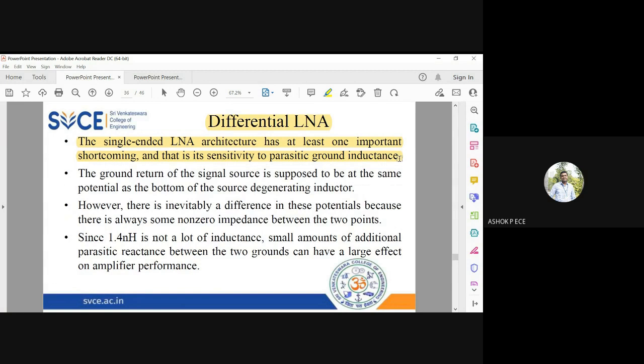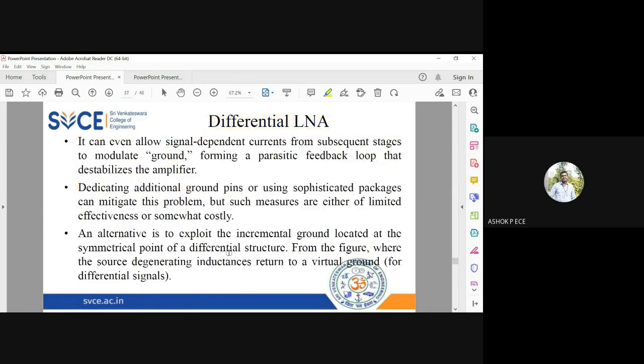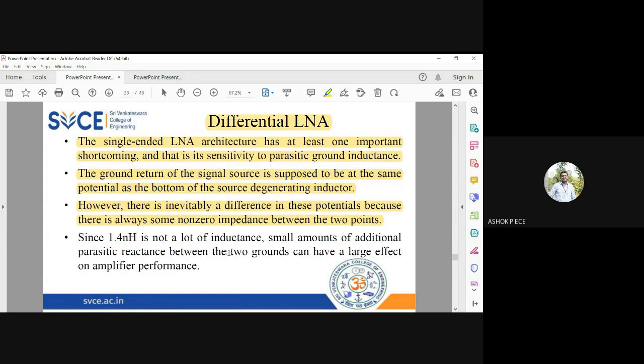So parasitic inductance, we are using many inductances here. That inductance may cause issues in the single-ended LNA. So we are going to ensure that this inductive effect is going to be completely cancelled out. So how are we going to do that? Instead of taking the output from one drain and one ground, we are going to take the output across the two drains of transistors. Okay, so that will make your differential LNA even more effective.